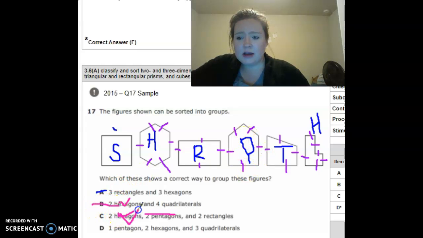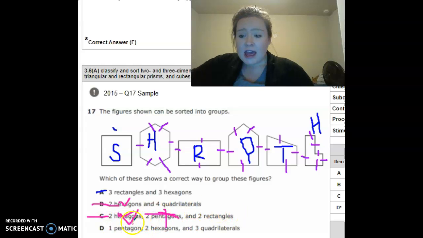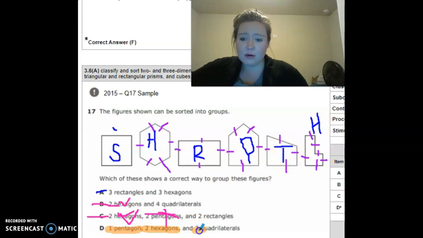This is 2 hexagons, 2 pentagons. I only have 1 pentagon. Okay, and then 1 pentagon. That's true. 2 hexagons. 1, 2. That's true. And 3 quadrilaterals. This is a quadrilateral. My square is a quadrilateral. My rectangle is a quadrilateral. And my trapezoid is a quadrilateral. That is true. So the correct answer for this one is letter D.